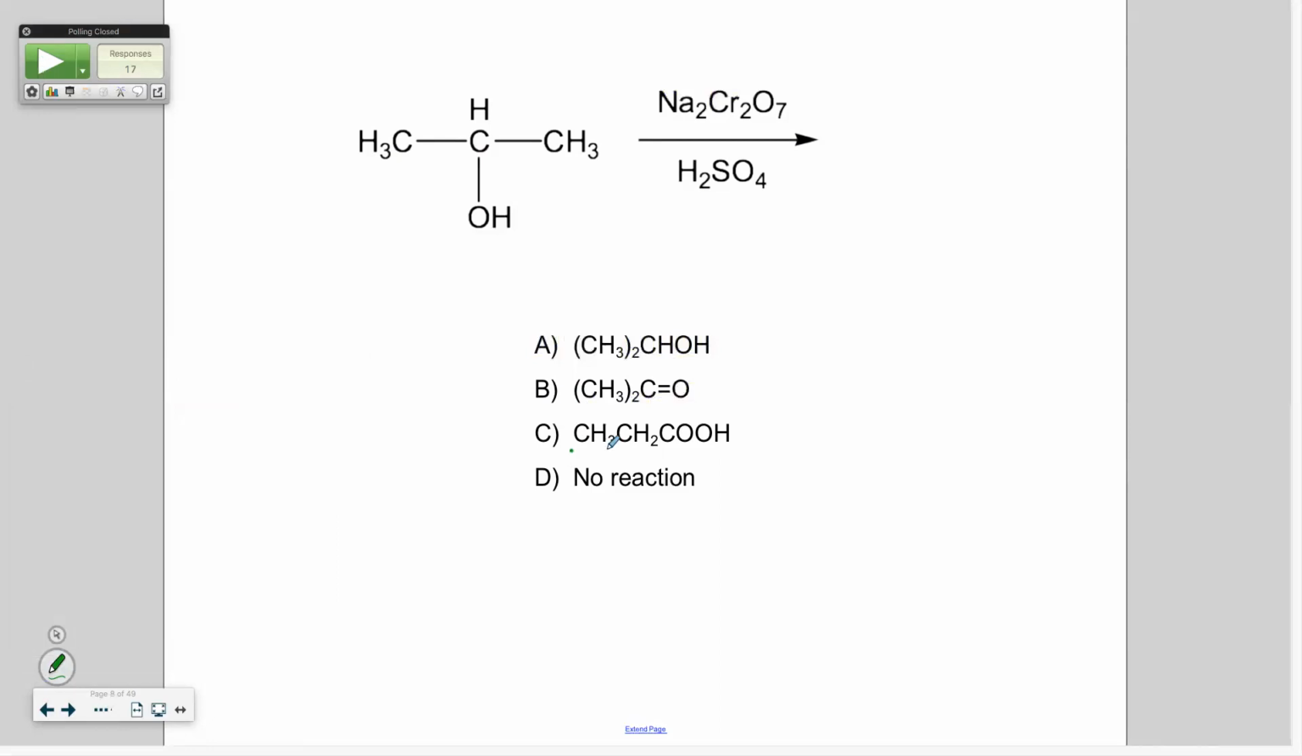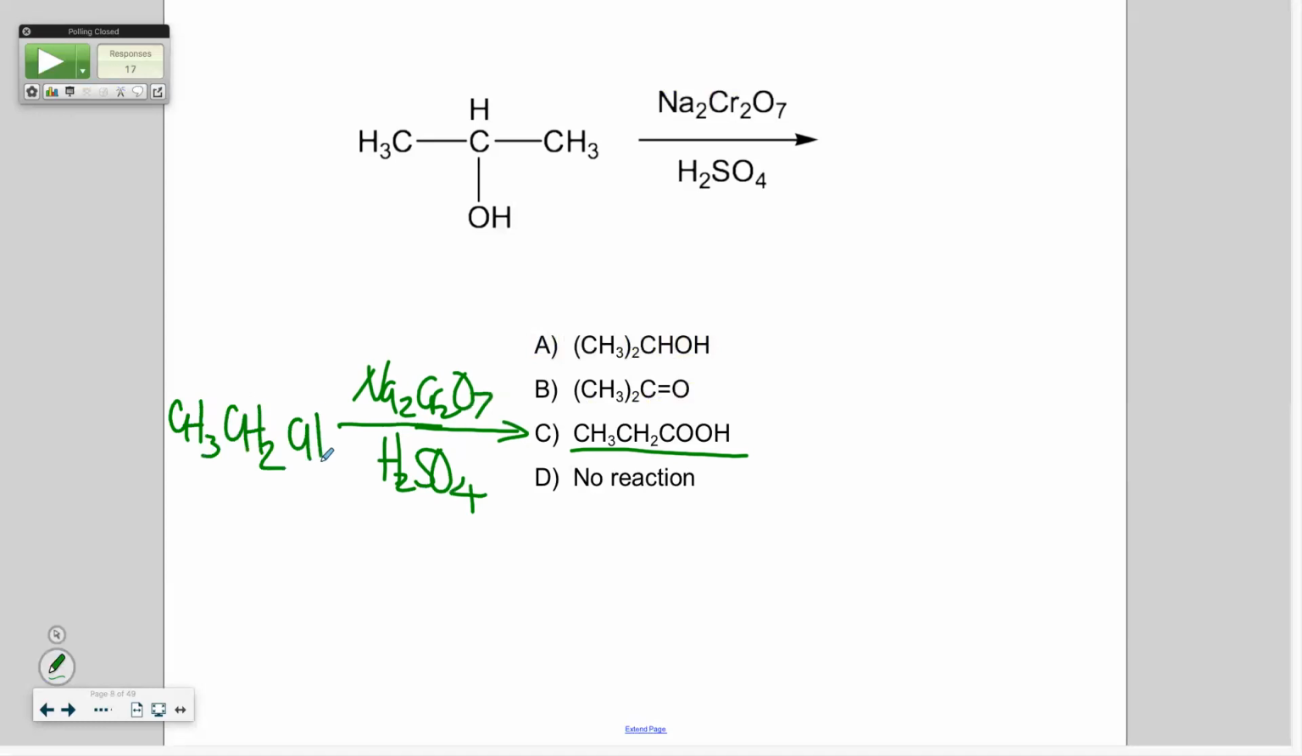Okay. And this, what would you use to make that? We'll go back. Na2Cr2O7 and H2SO4. What would be the starting material? Here's your clue, CH3. Then what? Then what do we need? CH2, and then an OH. Okay. Secondary alcohols give ketones. Primary alcohols give carboxylic acids.